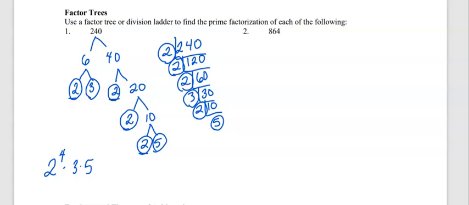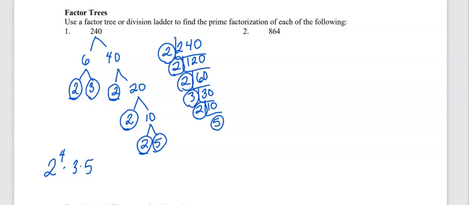And if I look at all of those numbers multiplied back together to give me 240, that's the same numbers that I ended up with in my factor tree. 4 2s, a 3, and a 5, which is 2 to the fourth times 3 times 5, will get me back to 240. The next number, number 2, I have is 864.